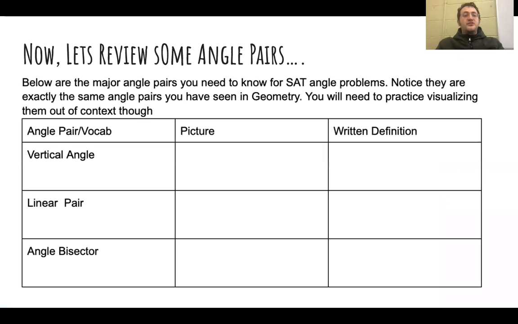So what we're going to do first is just review some angle pairs. I'm going to draw some pictures of what those angle pairs look like. The first angle pair we have is a vertical angle. Vertical angles share the same vertex, and they are congruent, meaning that they are the same shape and same size. So we set them equal to each other.